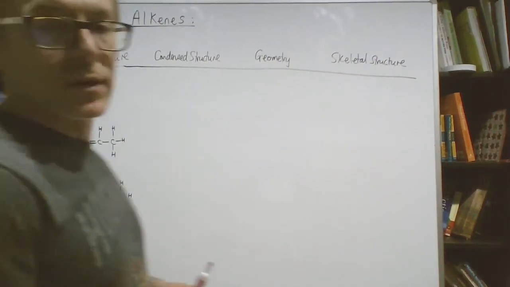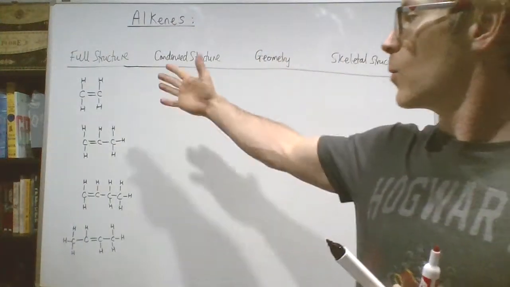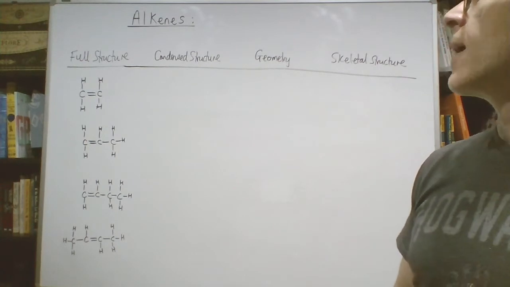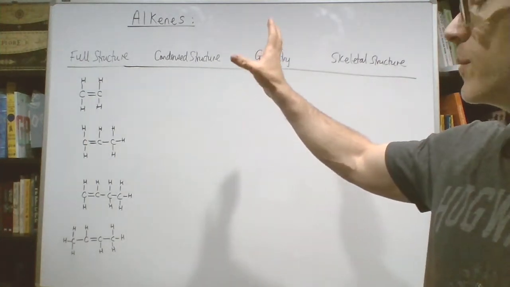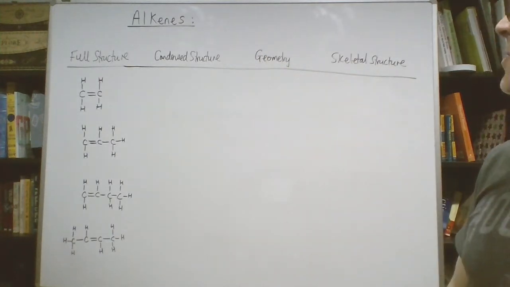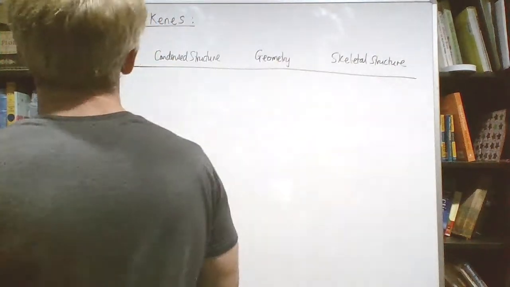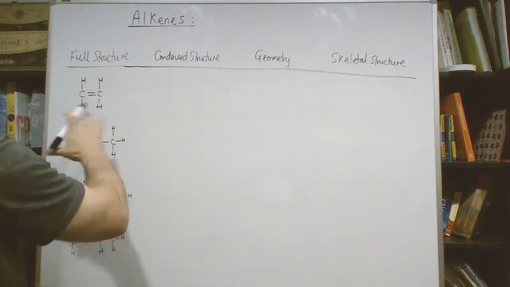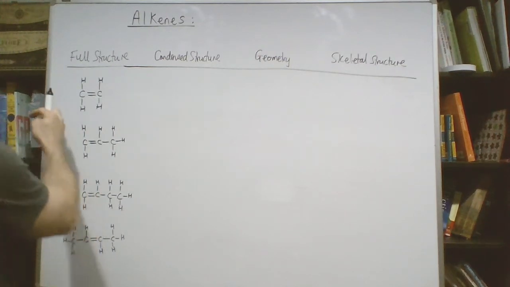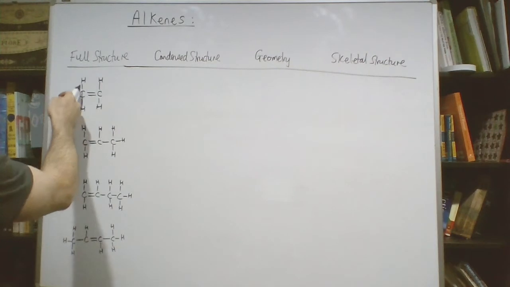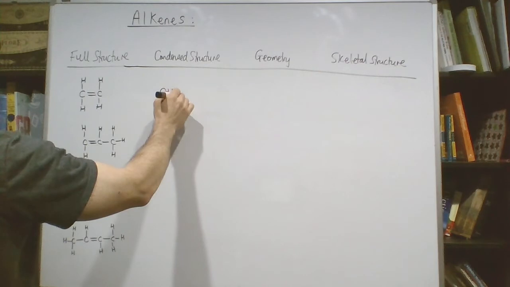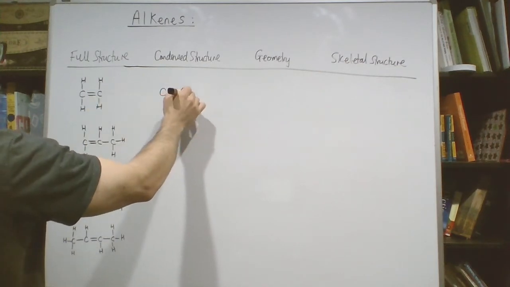Okay, so tidied up the board a little bit, and now we have some full structures of alkenes. Let's go ahead, name them, and we'll produce the condensed structure, the geometry, and the skeletal structure. So here I've got a full structure. Everything is exposed in terms of bonds and elements. Coming in from the left and reading it, you've got a carbon with 2 H's. Then you have another carbon with 2 H's.